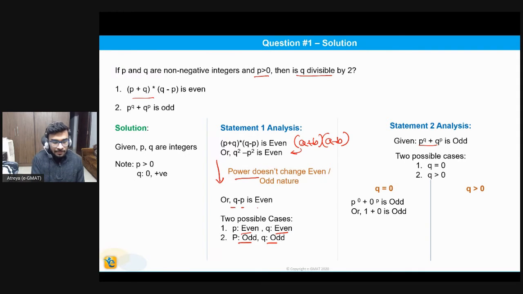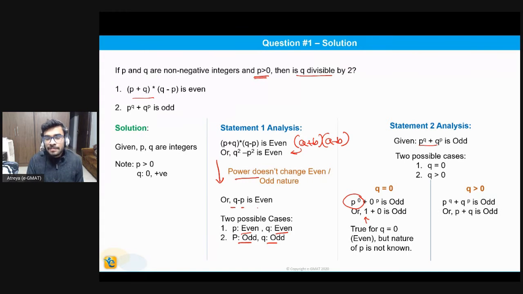Now, p to the power 0, and p I know is greater than 0 and integral, so that would return a value of 1, and 0 to the power p, 0 to the power anything, is essentially 0. So 1 plus 0 is an odd number. So this is true for q equal to 0, and q being 0 essentially means that q is an even number. But we had no idea about p. Since the power is equal to 0, the value came out to be 1, but we do not know whether p is an even number or an odd number. So this is something we would be keeping in our head.